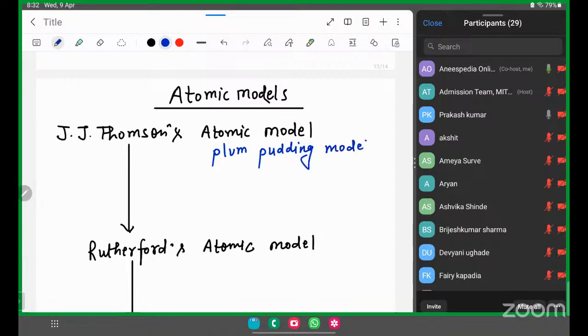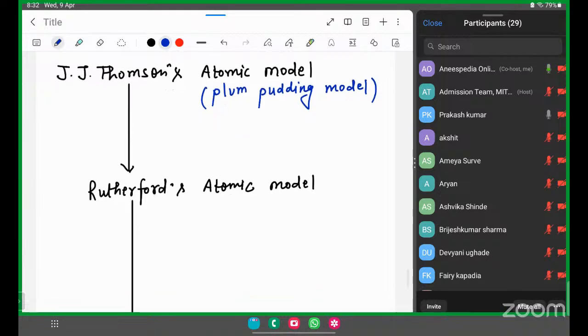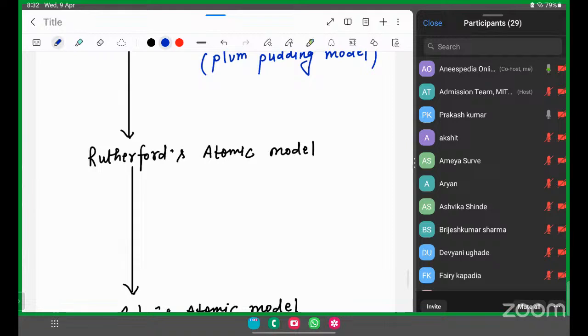Plum pudding model. And there are certain drawbacks to it. The most important drawback is this atomic model cannot explain the stability of atom, and it cannot explain the results obtained from Rutherford's experiment. Rutherford did an experiment which is known as alpha scattering experiment, and on the basis of results from alpha scattering experiment, he designed a new model which is known as Rutherford's atomic model or planetary atomic model.